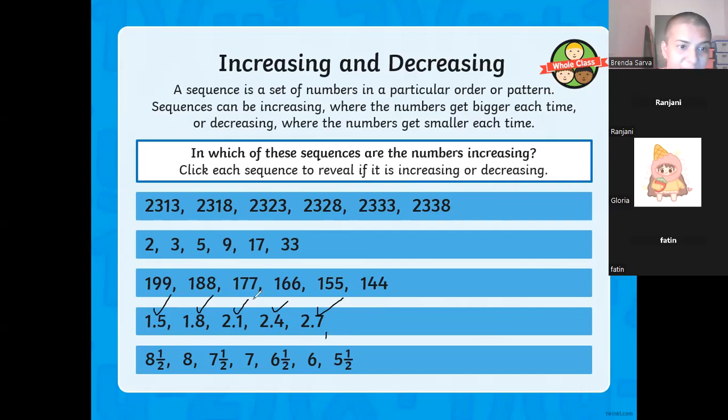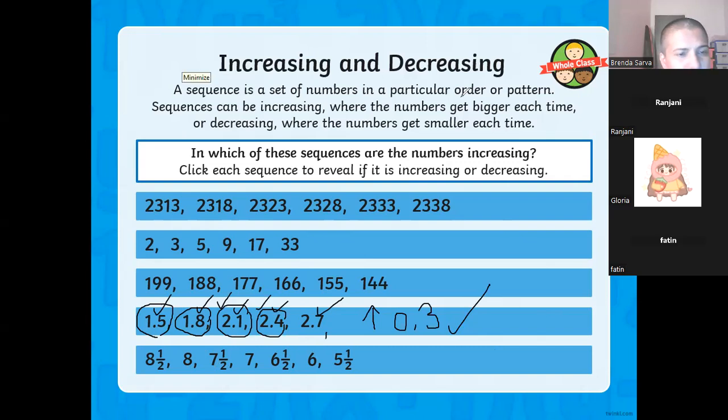Very good. Now, how do you find this? Take your calculator and minus 1.8 minus 1.5. You'll get 0.3. Test it out again. 2.1 minus 1.8, 0.3. 2.4 minus 2.1, 0.3. It's the same thing. So it's going up by 0.3. That's your pattern. Got it? But how about the last one?